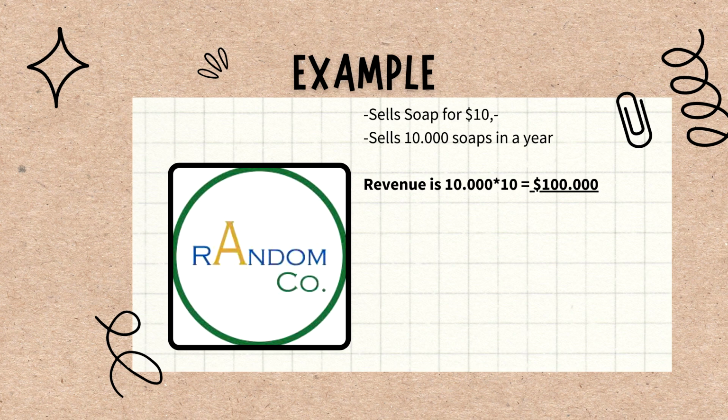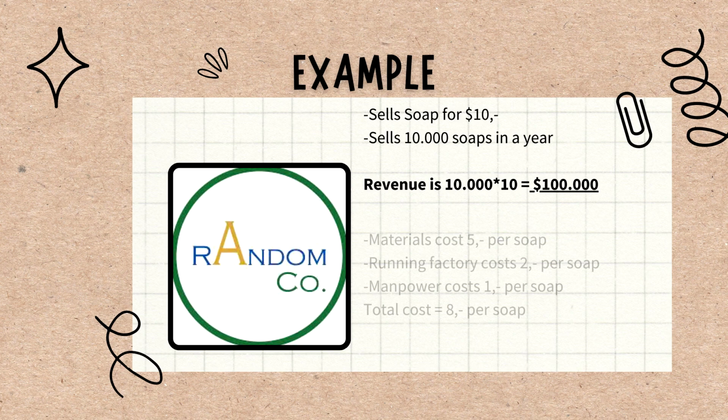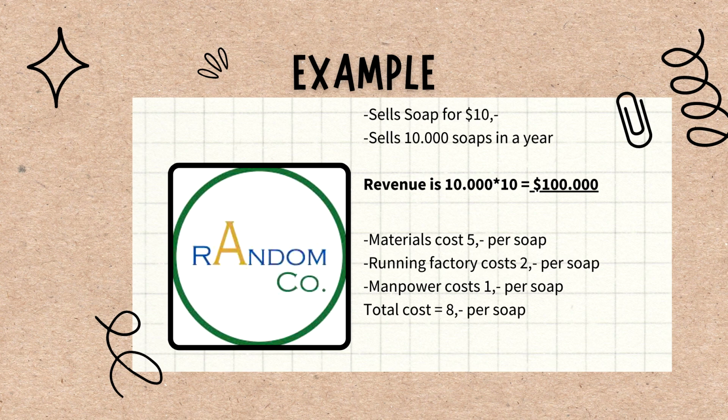But of course, a bar of soap doesn't magically appear. A bar of soap has to be made from its raw materials, and let's say for example that these materials cost $5 per bar of soap. Of course, these bars also need to be made in a factory, and let's say that the price for renting the factory as well as all the electricity costs and the machinery is $2 per soap. And then you need someone to operate the machinery. You need staff in order to run the factory. And let's say that costs about $1 per bar of soap. This means that the total amount of cost per bar of soap is $8.